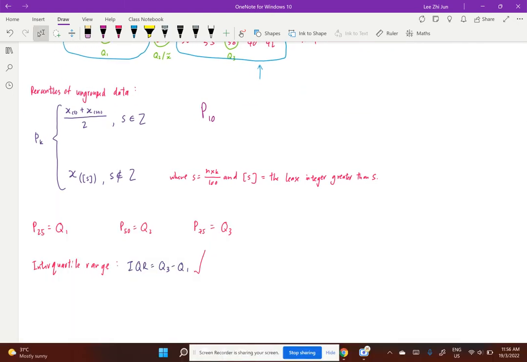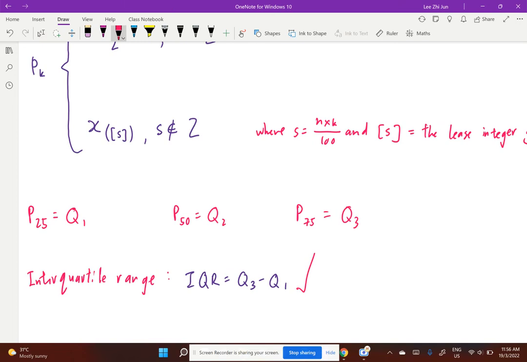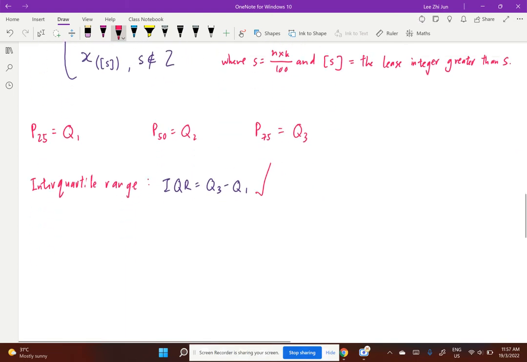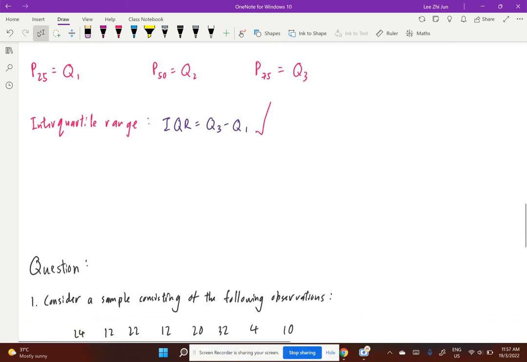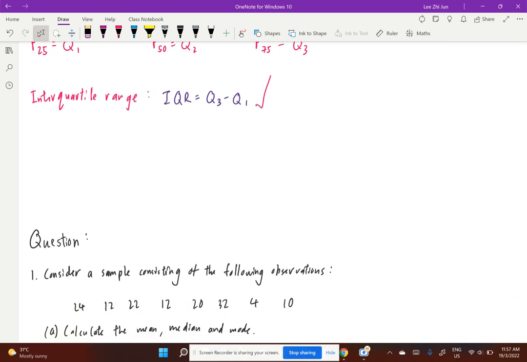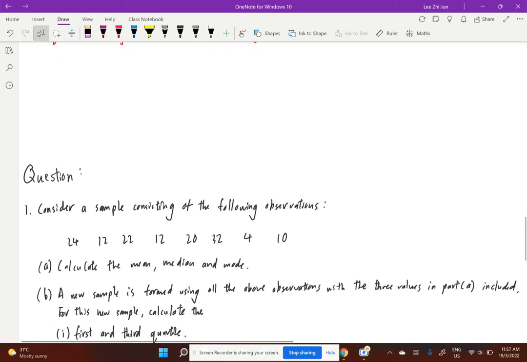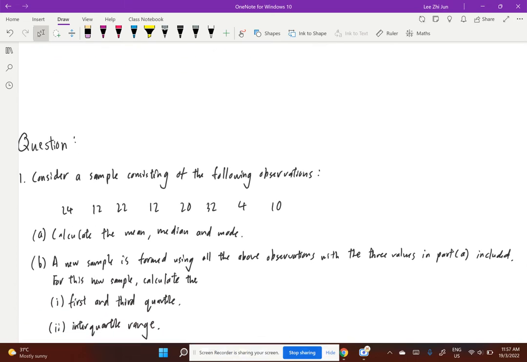So just take note that the 25th percentile is first quarter, 50th percentile is median, and the 75th percentile is the third quarter. So question: consider a sample consisting of the following observations. So we need to calculate 3 things. First, calculate the mean, median, and mode.